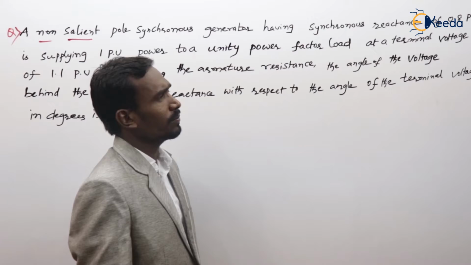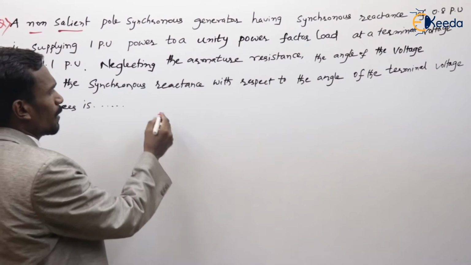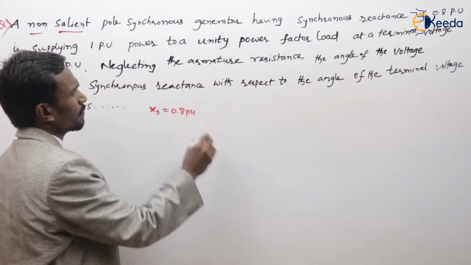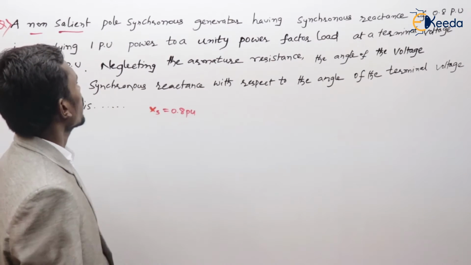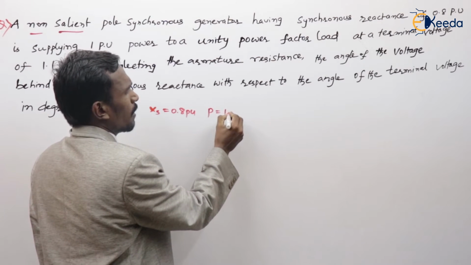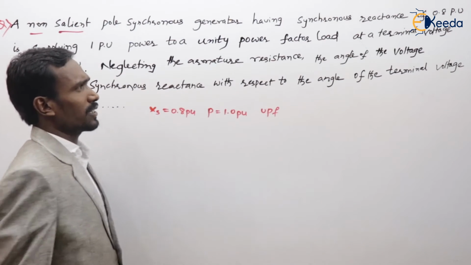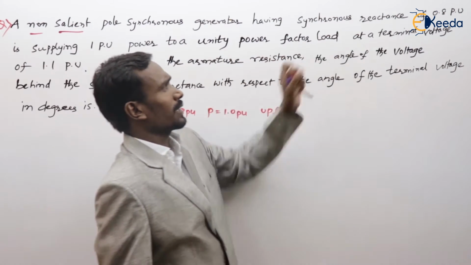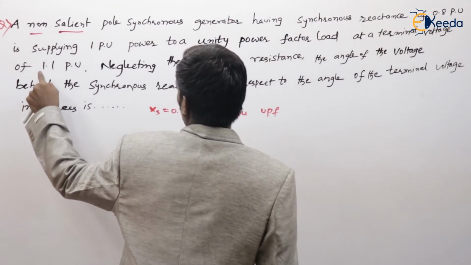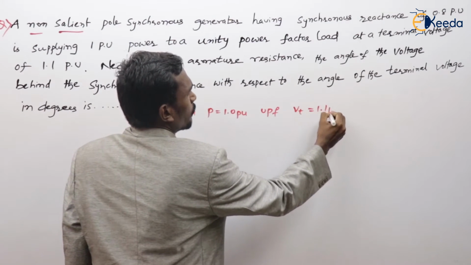synchronous generator having synchronous reactance of 0.8 per unit. What is given? Synchronous reactance is 0.8 per unit, supplying 1 per unit power at unity power factor. What is the power? 1.0 per unit. The power factor is unity power factor load at terminal voltage of 1.1 per unit. My terminal voltage is 1.1 per unit.